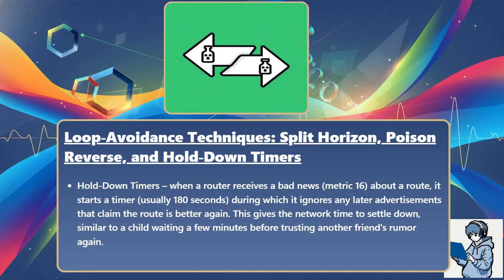When a router receives bad news, metric 16, about a route, it starts a timer, usually 180 seconds, during which it ignores any later advertisements that claim the route is better again.